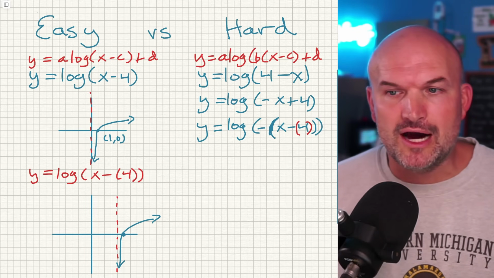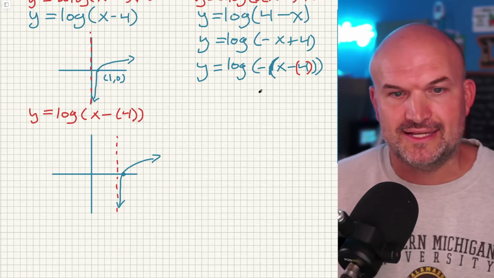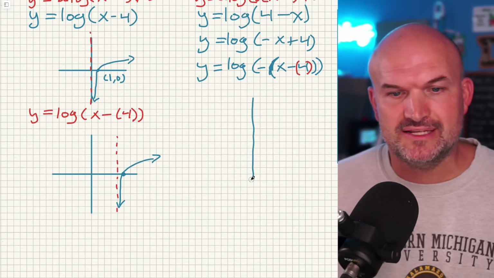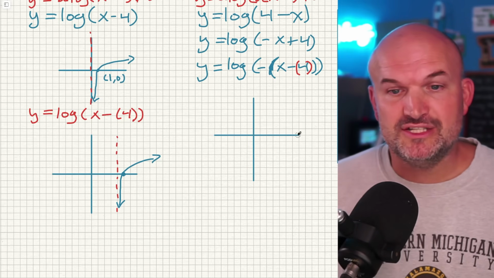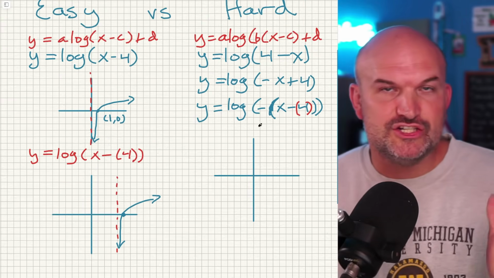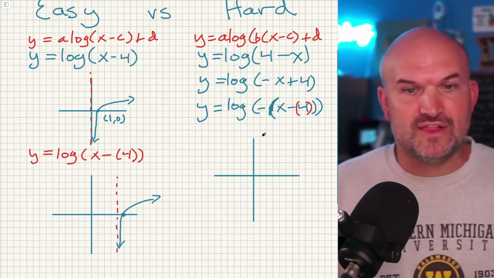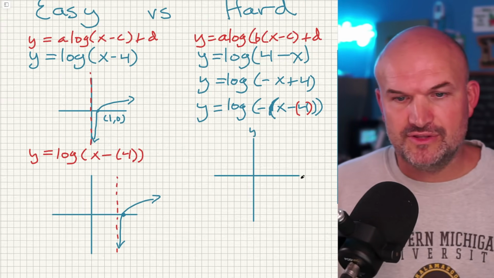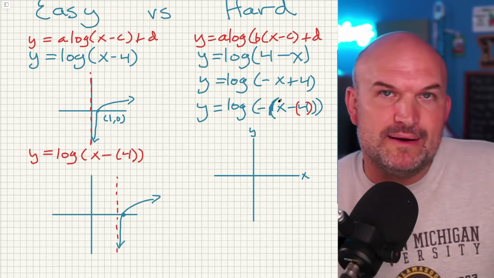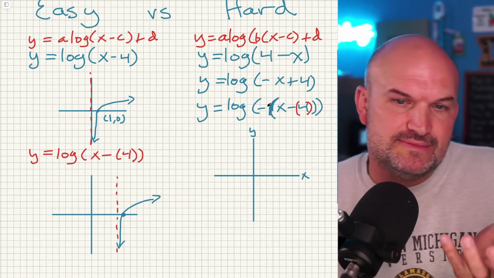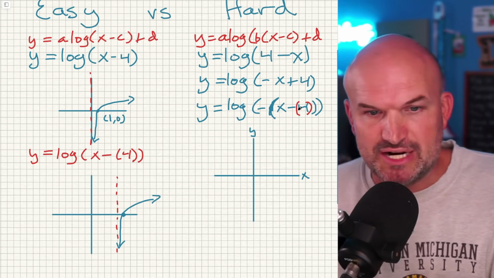So let's look at how that would work and how that would look, because a lot of students will make mistakes by following the transformations in the wrong order. We don't want to shift it 4 units to the right and then reflect it about the y-axis. Okay, so there's our x-axis, there's our y-axis. When we're thinking about order of operations, you're going to multiply this by this negative before you're going to be subtracting the 4.